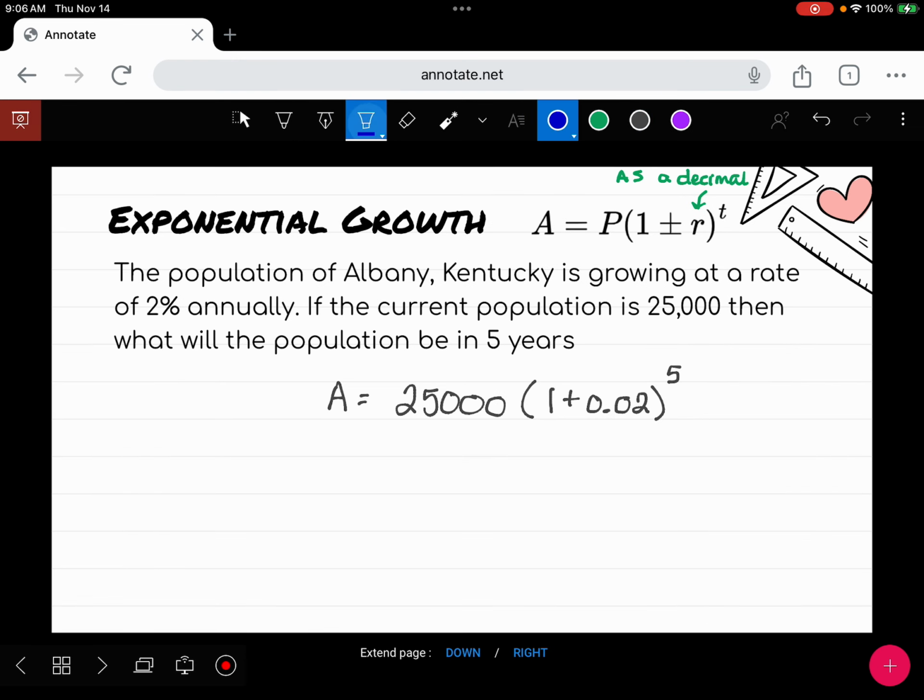So we had our starting population that went here. That's our P, our principal. Our rate of 0.02, that was our 2% put as a decimal. And our T of 5.